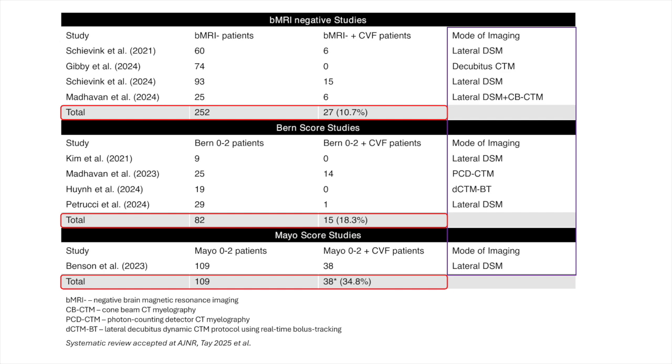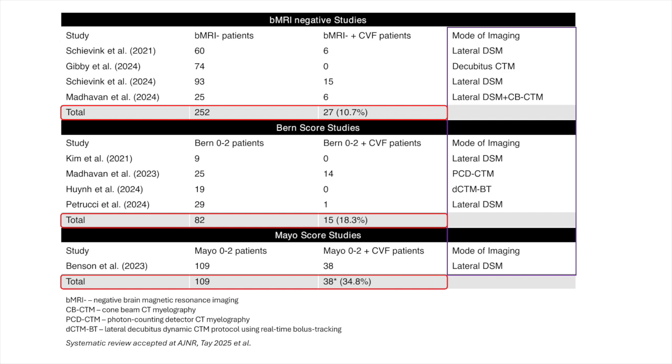We found 4 papers that looked at MRIs and categorized them as entirely negative or positive. There were 252 patients that were entirely negative, and 27 of them were positive, about 10%. The other thing to note is that a lot of these papers did not use the same imaging modality as their gold standard. So there's a lot of lateral DSMs, decubitus CTMs, cone beam, photon counting. I'm not a radiologist, so I defer to them to say which one's better. I think that's still in controversy. And again, that's 10 to 11% of the patients that were considered negative brain MRIs found to have CSF venous fistulas.